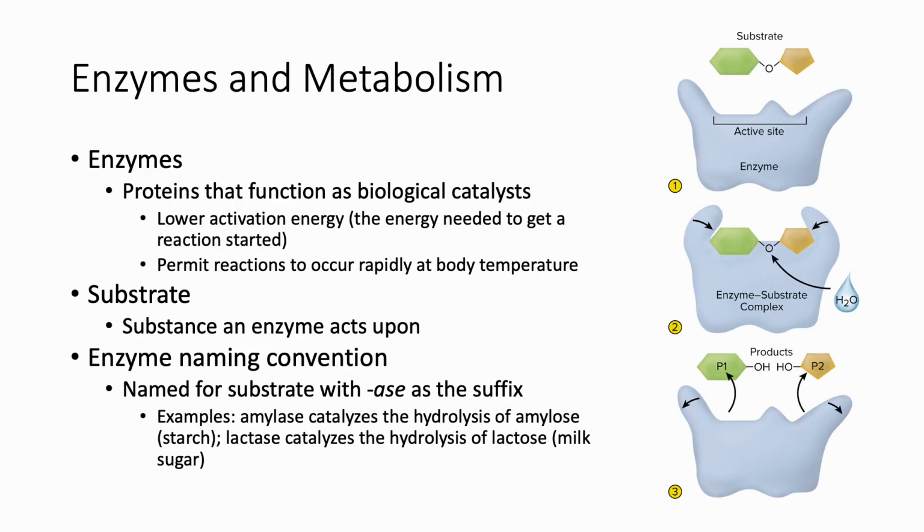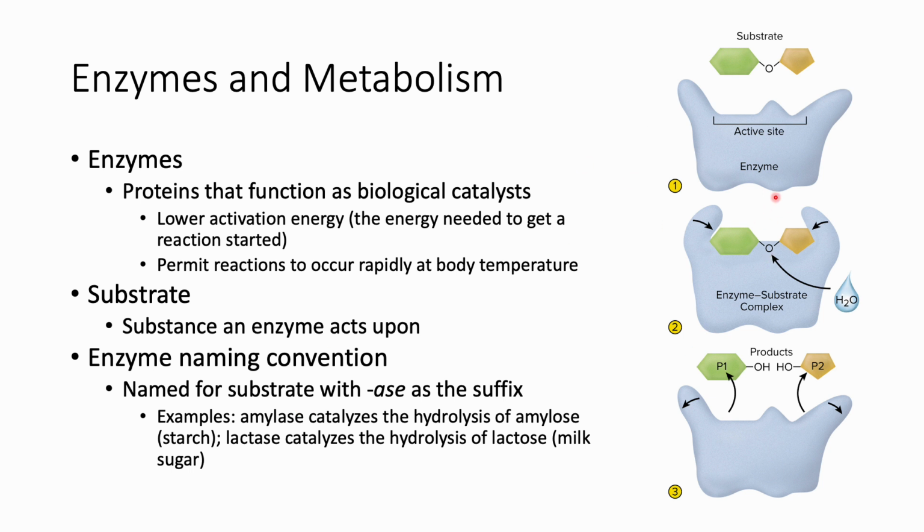Enzymes and metabolism. So enzymes are proteins that function as biological catalysts. How do they do so? By lowering the activation energy, which is the energy needed to get a reaction started. It permits reactions to occur rapidly at body temperature. And when we have these enzymes, we also have substrates. A substrate is a substance an enzyme acts upon. And enzyme names will often have the suffix -ase, like amylase, lactase. If you see that -ase at the end, it is most likely an enzyme.